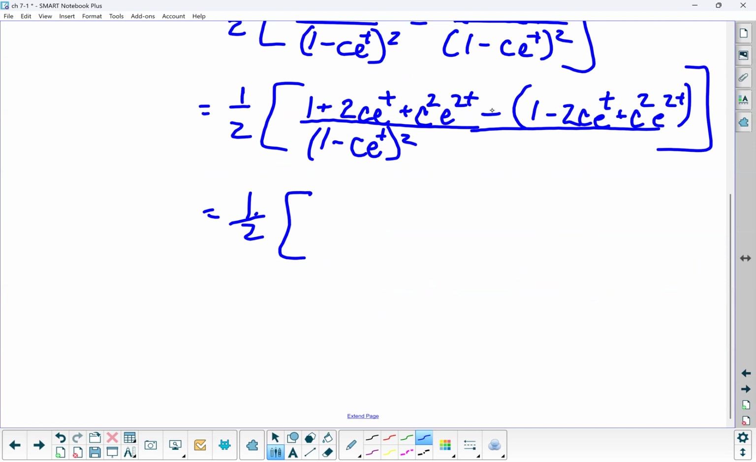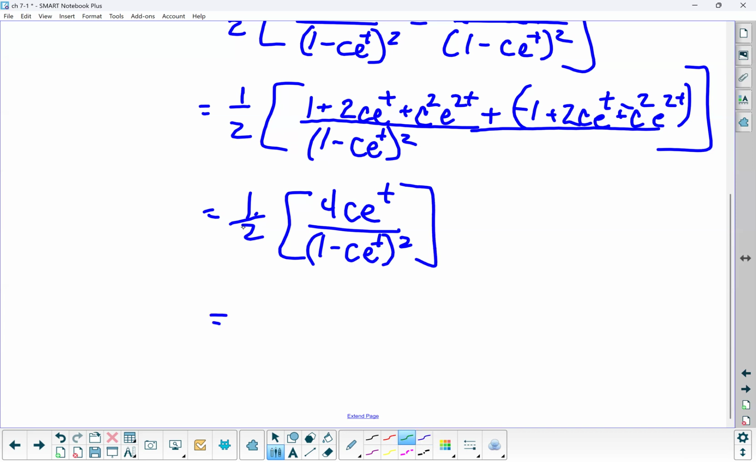I'm going to change the subtraction to addition and change all of my signs in that second fraction and combine my like terms. So I have 1 plus negative 1. They cancel out. I have 2ce to the t plus 2ce to the t, which would give me 4ce to the t. And I have c squared e to the 2t plus negative c squared e to the 2t. Those cancel out. All over 1 minus ce to the t squared.